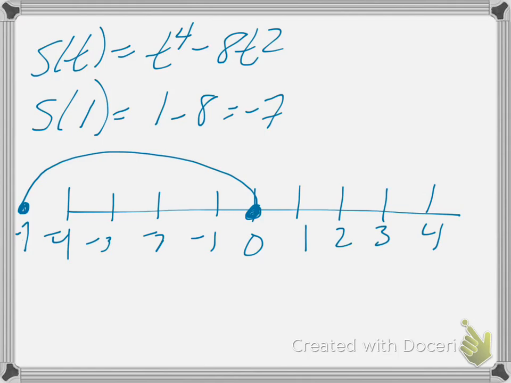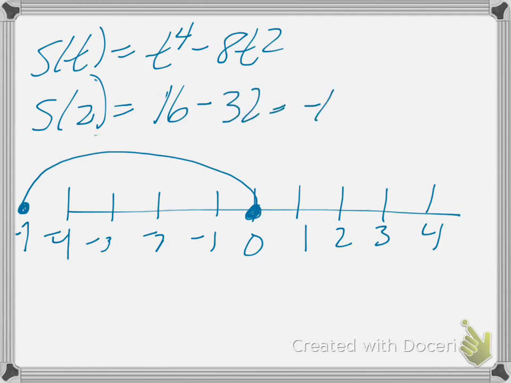Okay, where was I at 2? Okay, so S of 2, I'm going to get 2 to the fourth, which is 16, minus 2 squared is 4, 4 times 8 is 32, and I'm going to get negative 16. So I'm running out of space here, but it would mean I'm going in that direction until I get to negative 16. Okay, so that's how you could tell where you are at any given time. But of course, it doesn't have to be an integer. It could also be a fraction.